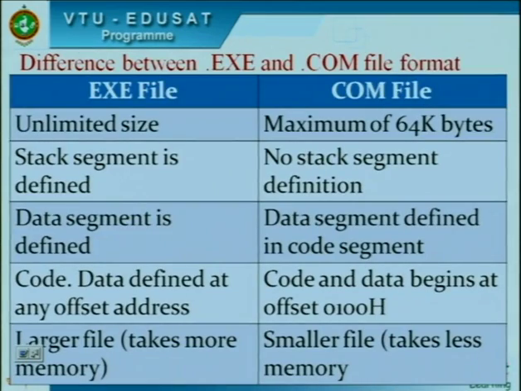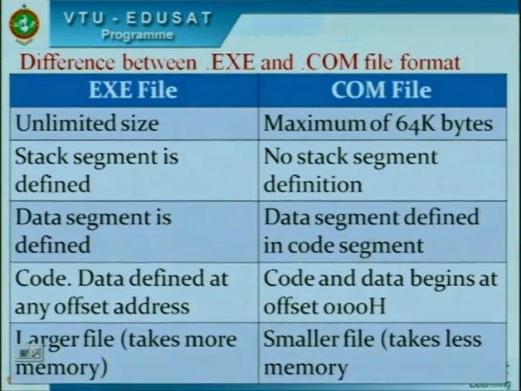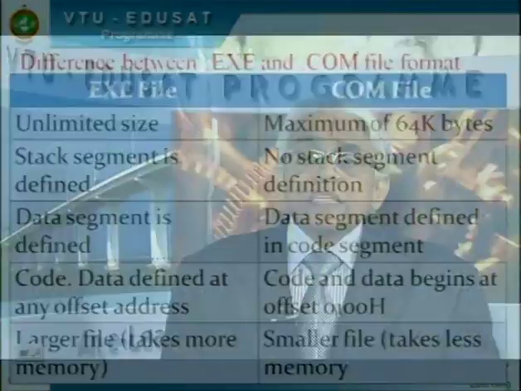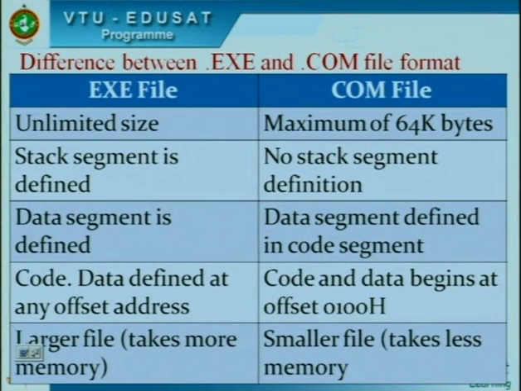Why do you want to have a com file? What is the advantage of using a .com file? See, an exe file is of unlimited size, while a com file is a maximum of 64K bytes. That means the size of the program is very small and you do not want to use multiple segments. Under such circumstances, it is better to have it in a com file, so the space occupied by your program is less. When you talk about an exe file, it takes multiple segments and the space occupied is much more.